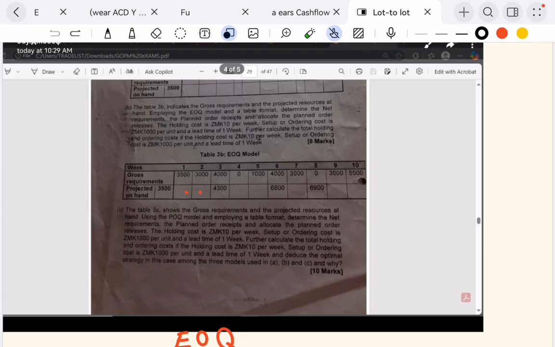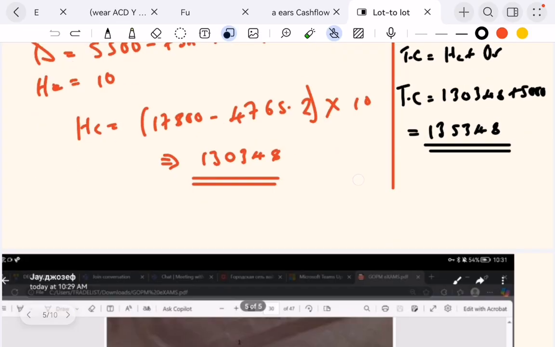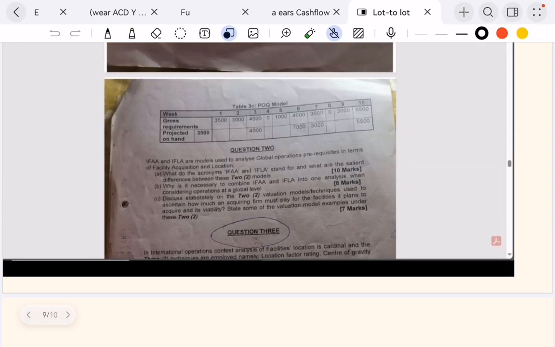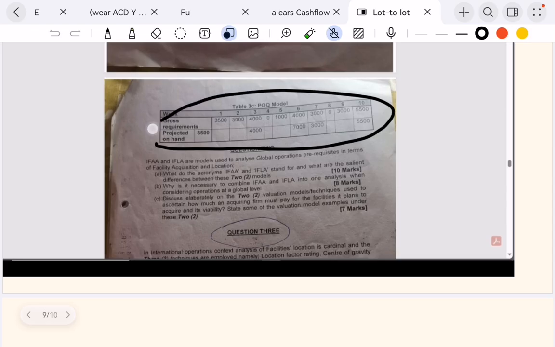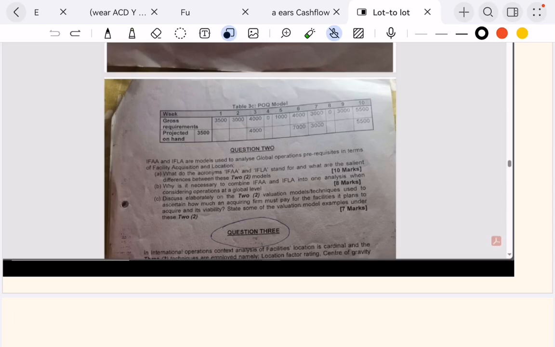If the holding cost is 10 per week, the setup ordering cost is 1,000 per unit, and the lead time is 1 week, deduce the optimal strategy among the three models, A, B, C, and Y. So if you choose the best one, that's which one, C. And why are you choosing the last one? I mean the best one. So to answer this question, we need to draw the table. The table is here, for C. So we need to draw it and then add what we need to calculate, because we've been told to calculate those things.